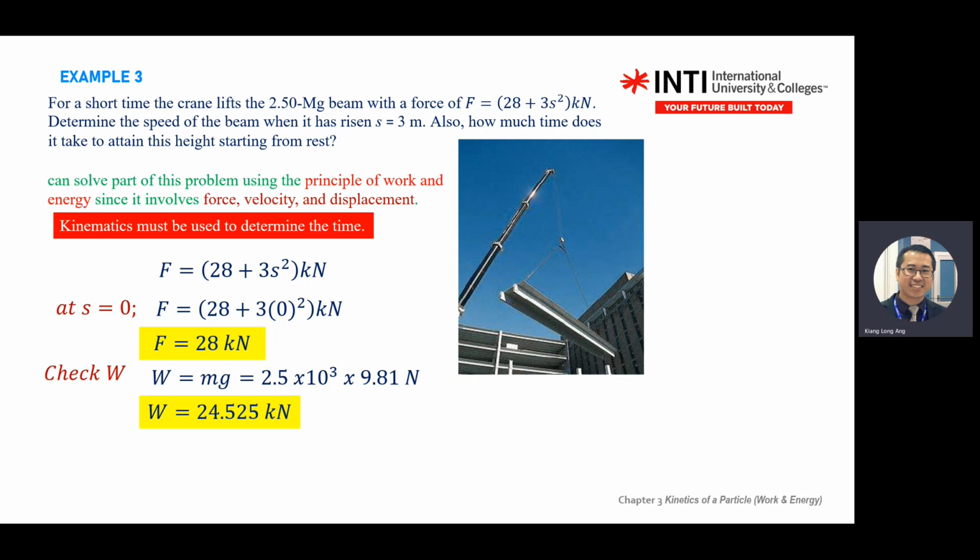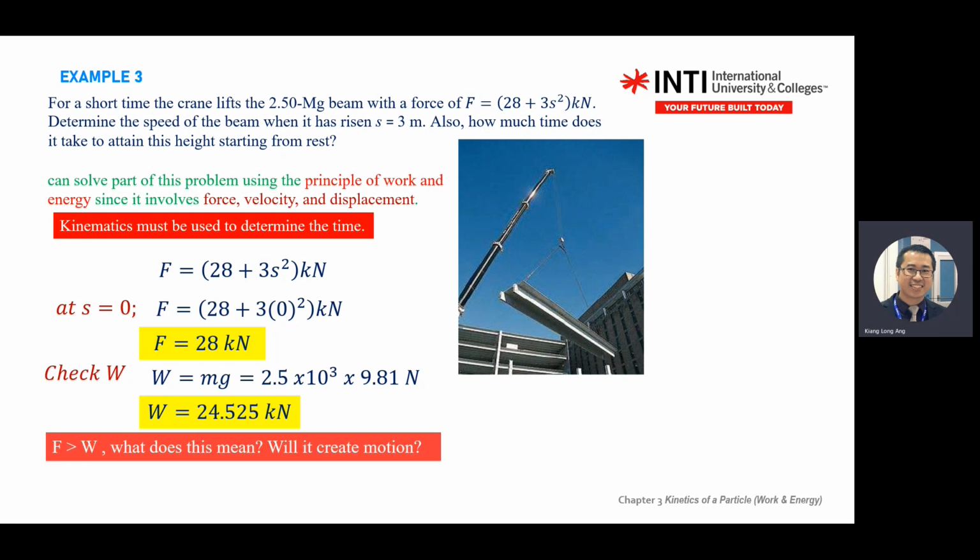Then work can be done, or the object will move. F equal to ma. The object will move. In this case, the object will move up, because we assume the force goes up. This is just an early determination of whether the motion goes up or down. So there's an imbalance of force, then motion will happen.